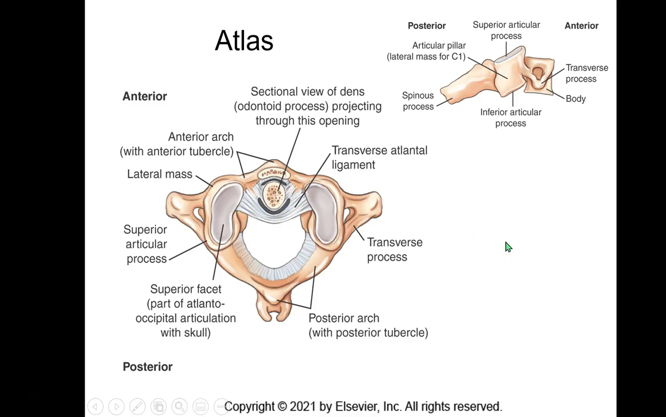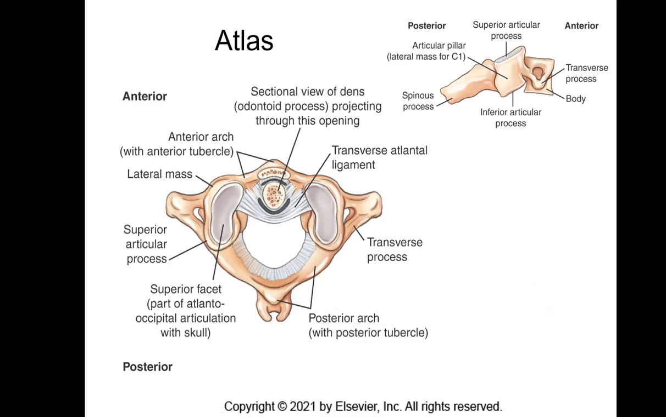C1 does not have two lamina and a spinous process like a typical vertebrae, but rather C1 has a posterior arch that generally has a small posterior tubercle at the midline. So again, there's no real spinous process. It is a posterior arch with a posterior tubercle. Now this is part of C2 that you're seeing, so this is not part of C1.